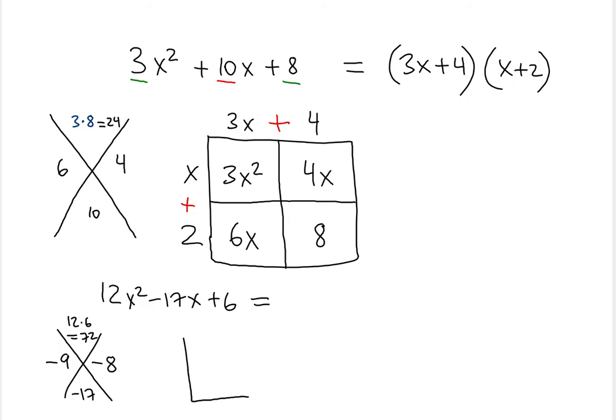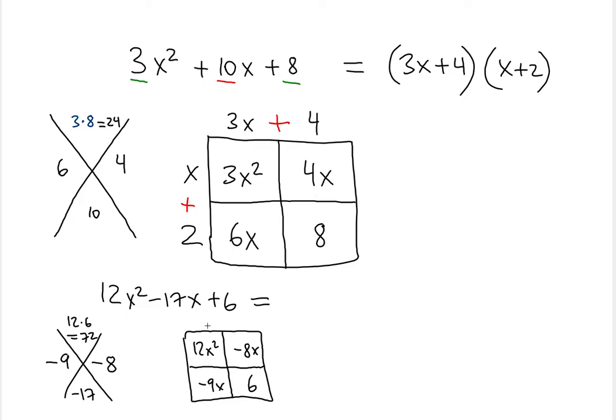Okay, so now let's use the box. Of course, it's going to look smaller because we're running out of space, but you will see the work. So we're going to put 12x squared here in the major diagonal and 6. And in the minor diagonal, we're going to put -9. Don't forget to attach the x. And then -8, attach the x. So now let's find the entries here and here.